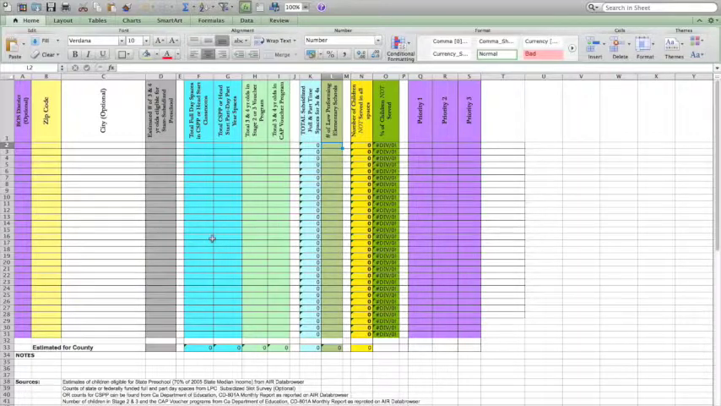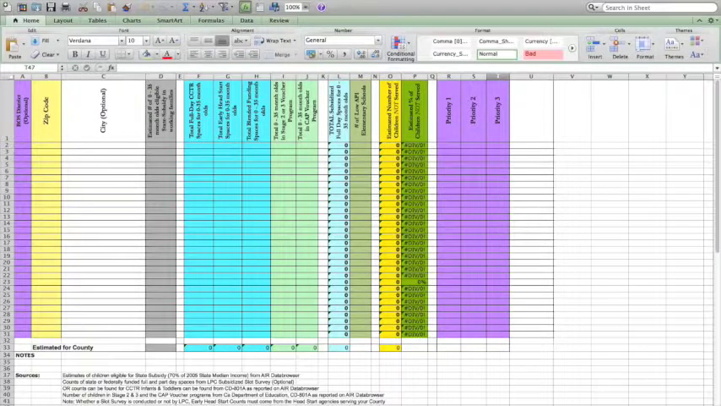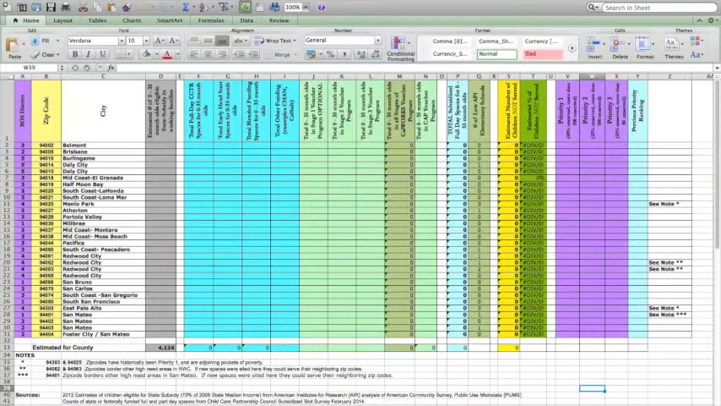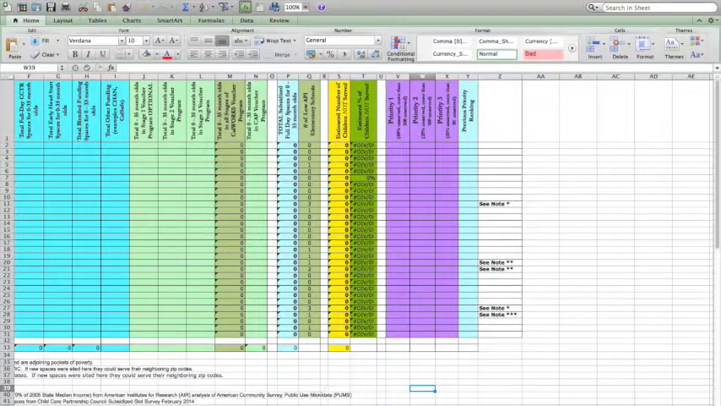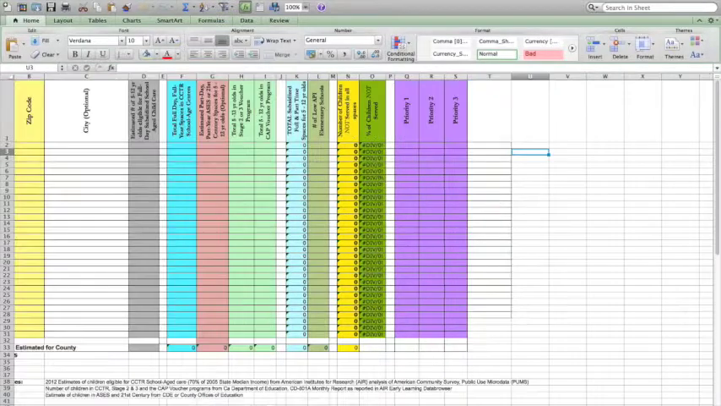So also on the tabs at the bottom, you'll see there's a tab for CCTR infant toddler. This is the short version of that, but it also has a longer version with detail. And then if we scroll all the way to the left, there's a tab for school-aged here. So there ends up being a spreadsheet for each of the age groups, basically. There you go.